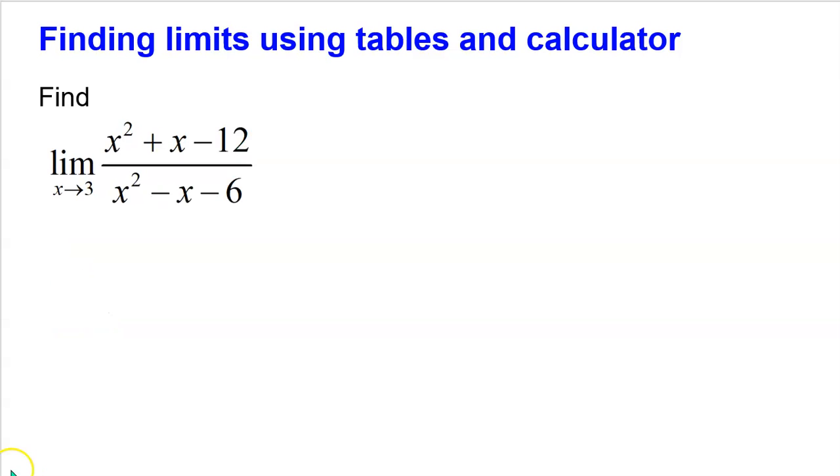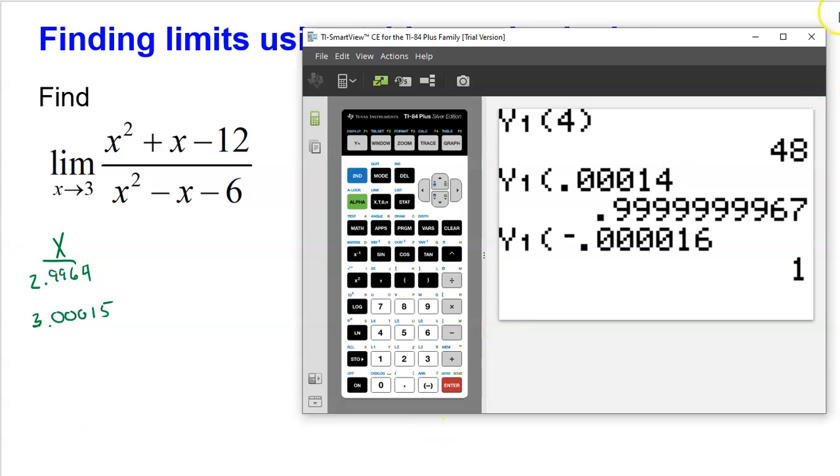All right, let's try this one here. We got a rational function. We want to figure out what happens as we get closer and closer to 3. So once again, just to get that table started here, from the left-hand side, that would be like 2.9964. Again, just really, really close to 3. I'm just picking random values, because I want to show you that it doesn't have to be the standard 2.99. It can really be anything that's super close. And then from the right-hand side, we're talking 3.00015, whatever.